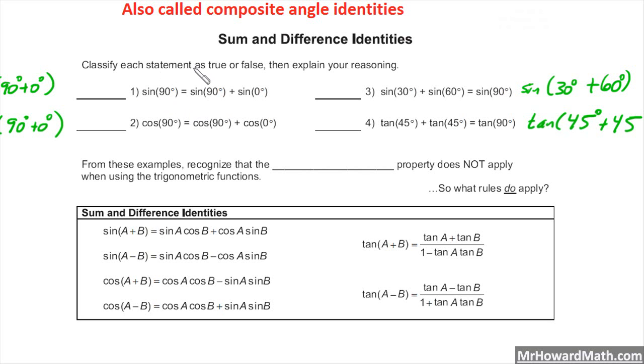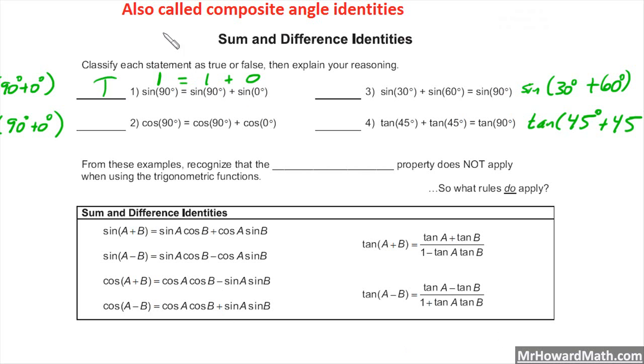So classify each statement as true or false, then explain your reasoning. We are trying to decide, is sine of 90 the same thing as the sine of 90 plus the sine of 0 degrees? Sine of 90 is equal to 1. These are coming off of the unit circle. We need to know that. Sine of 90 is 1 again, plus sine of 0 is 0. Sine of 0, remember, we're looking at the y coordinates on the unit circle for sine. Straight up on the unit circle is 1, straight to the right on the unit circle, the y coordinate would be 0. So 1 plus 0, does that equal 1? Yes. So that one is true.